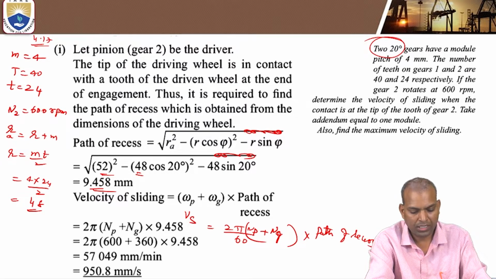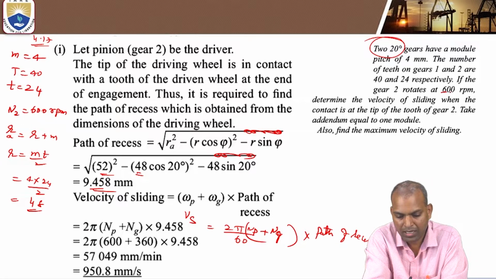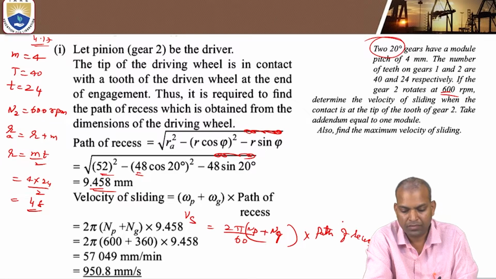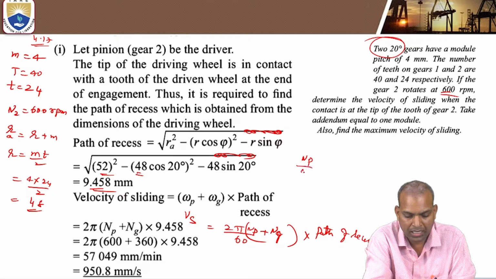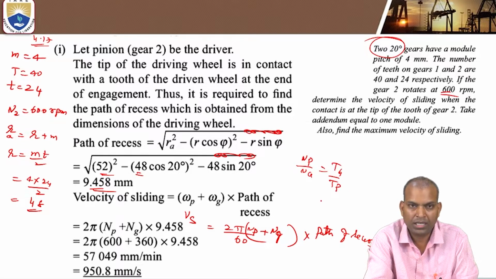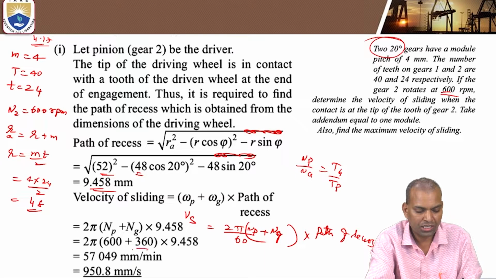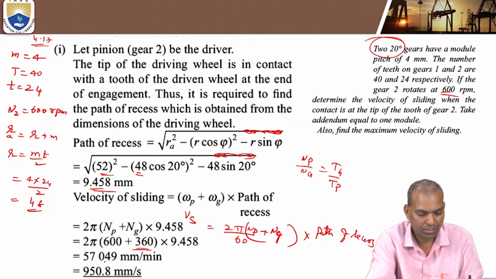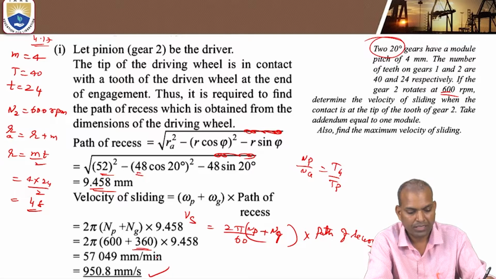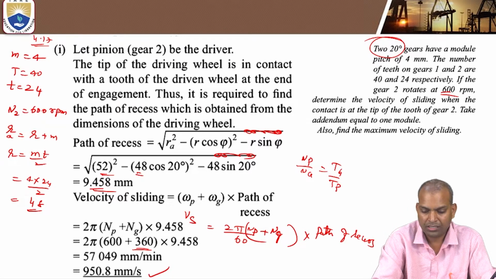2 pi by 60 np. What is the np value here? 600, np is the pinion. What is the ng? This ng comes from the velocity ratio, that is np by ng equal to tg by tp. If you substitute here, ng is calculated as 360, and with 9.458 times, then it is 950.8 millimeter per second.